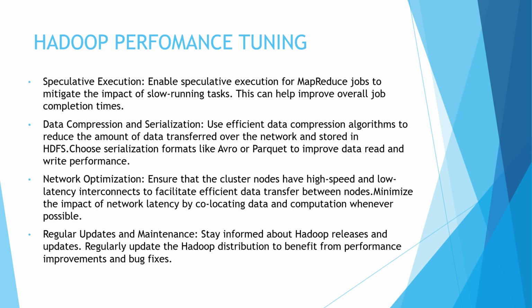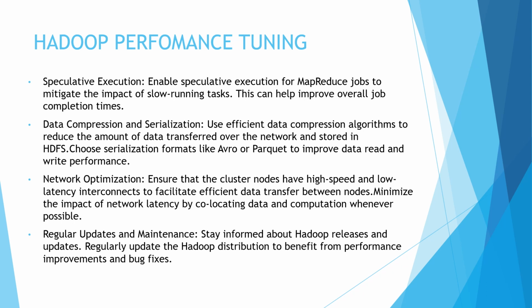Speculative execution, data compression and serialization, network optimization, regular updates and maintenance. Speculative execution: enable speculative execution for MapReduce jobs to mitigate the impact of slow running tasks. This can help improve overall job completion time. Data compression and serialization: use efficient data compression algorithms to reduce the amount of data transferred over the network and stored in HDFS. Use serialization formats like Avro and Parquet to improve data read and write performance.